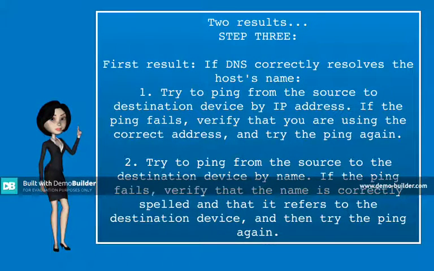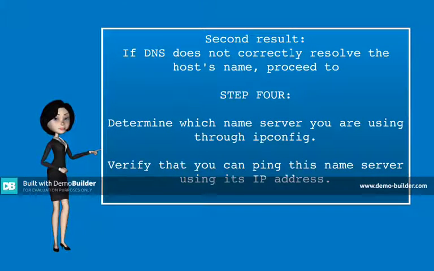Two results. Step 3. First result, if DNS correctly resolves the host's name. 1. Try to ping from the source to destination device by IP address. If the ping fails, verify that you are using the correct address, and try the ping again. 2. Try to ping from the source to the destination device by name. If the ping fails, verify that the name is correctly spelled and that it refers to the destination device, and then try the ping again. Second result, if DNS does not correctly resolve the host's name, proceed to Step 4.